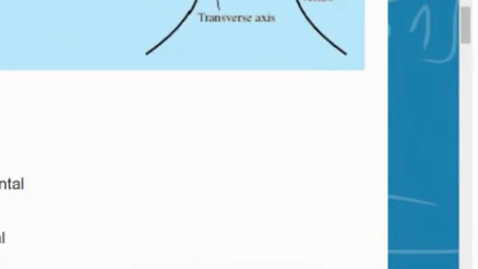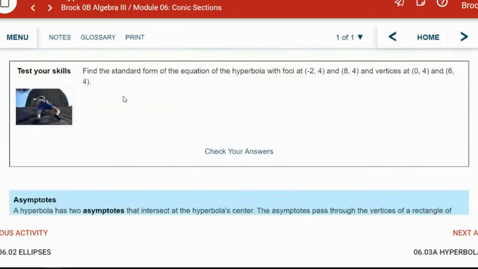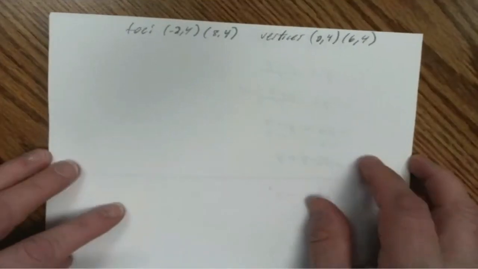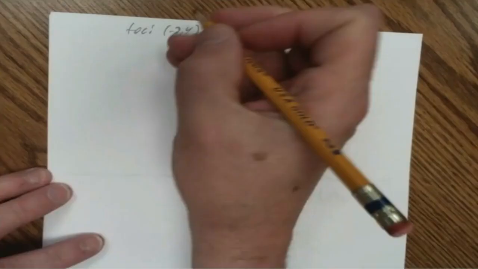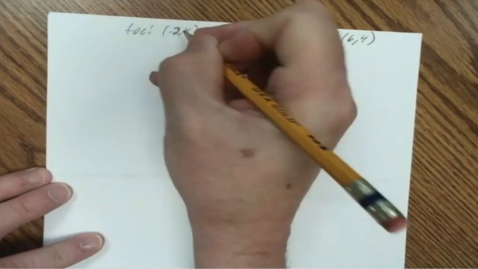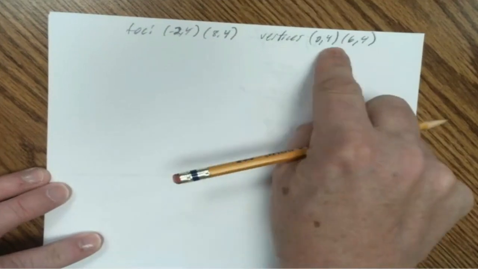So let's go down to test our skills. From the standard form of the equation, it has a hyperbola that has focus points at -2, 4 and 8, 4, vertices at 0, 4 and 6, 4. So let me grab my pencil, write that down real quick. All right, foci at -2, 4 and 8, 4, vertices at 0, 4.